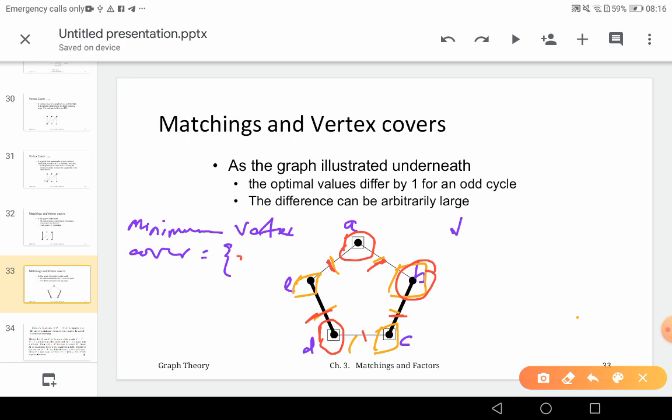So we can say that A, B, D is the minimum vertex cover, and the number of vertex cover equals 3. How about matching? You have found the minimum vertex cover. So now we want to find the matching. So how to find the matching of the graph?